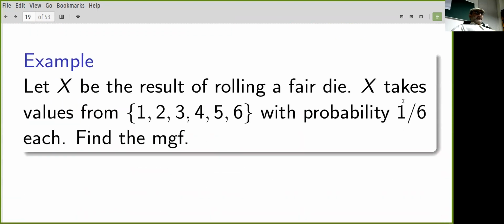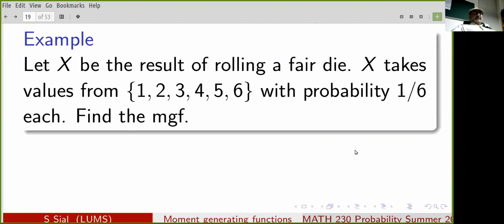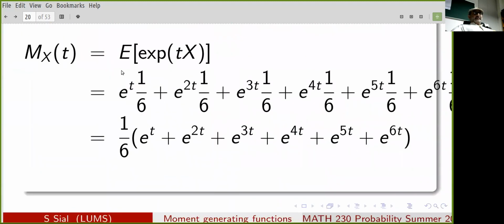Okay, so let's do an example. X is the result of rolling a fair die. X takes values from 1 to 6 with probability 1/6 each. Find the moment generating function. Well, that's a summation. That's the expectation of e to the tX. So what values can e to the tX take? e to the t times 1, e to the t times 2, e to the t times 3, e to the t times 4, e to the t times 5, e to the t times 6.